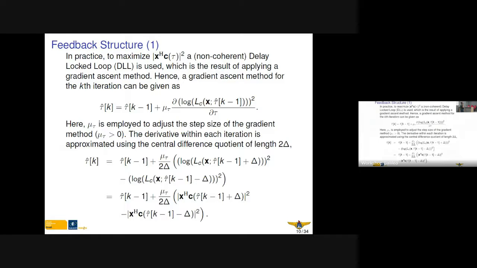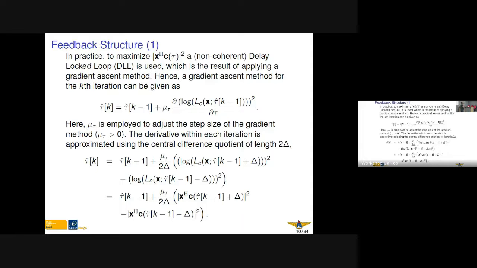If you remember back from lecture 2, we already used the gradient ascent method here. We do that again. In practice, we maximize |x^H c(tau)|^2, the square, and this is what's then called non-coherent, so we will now derive a non-coherent delay lock loop. It's also interesting to note that the non-coherent delay lock loop together with a phase lock loop is kind of equivalent to, or is a possible implementation of, a maximum likelihood estimator, a joint estimator for time delay and phase.